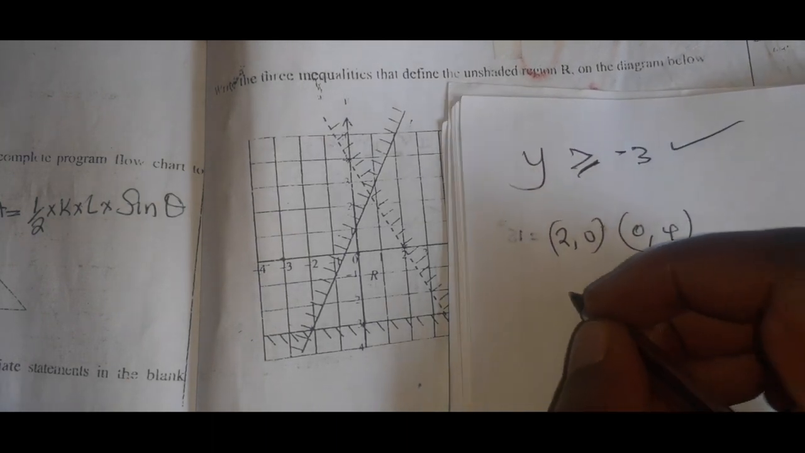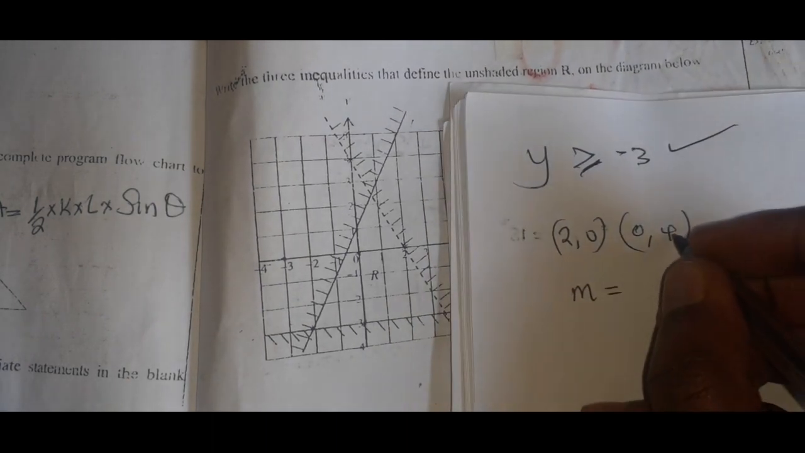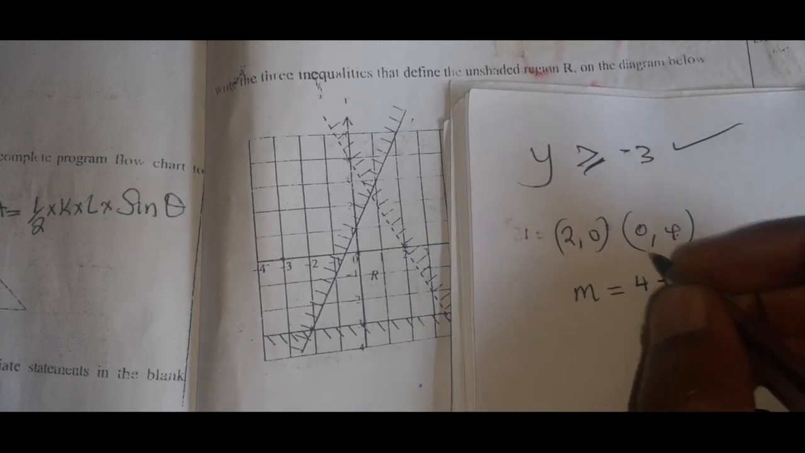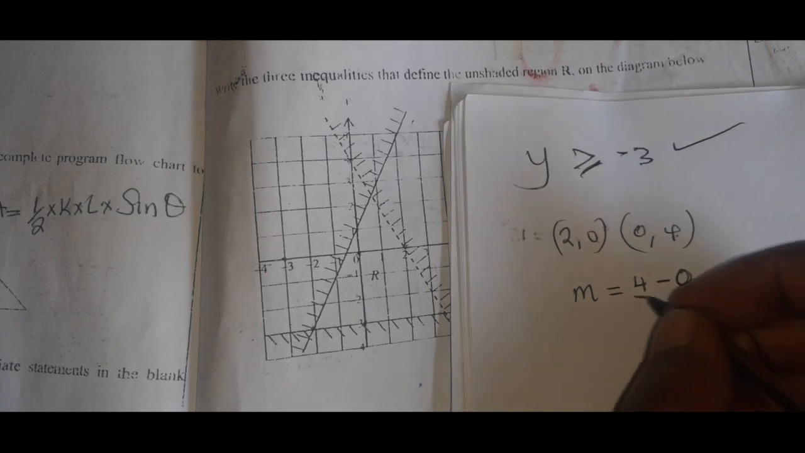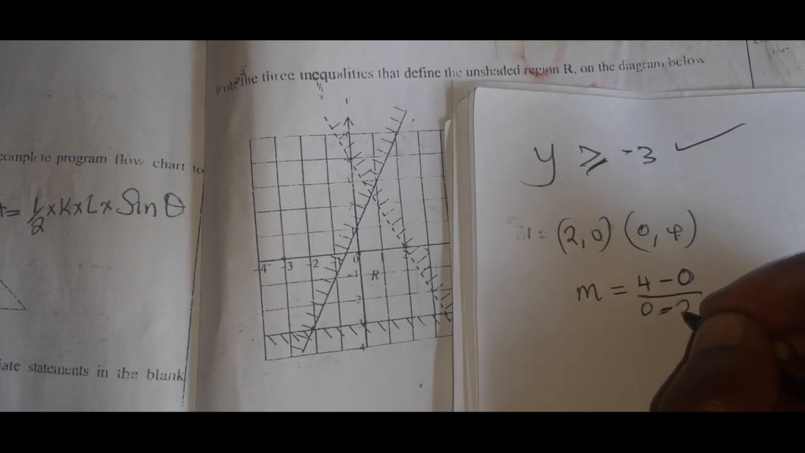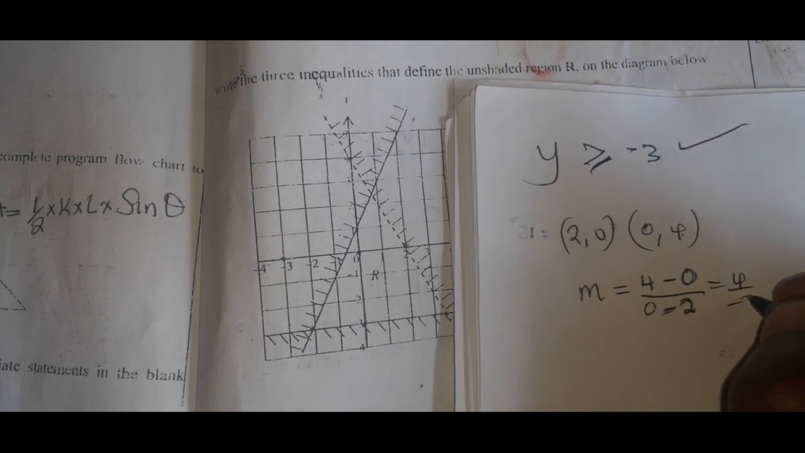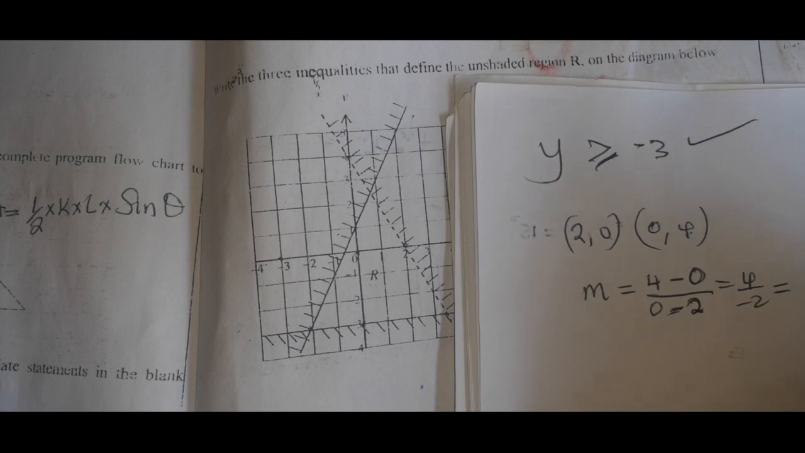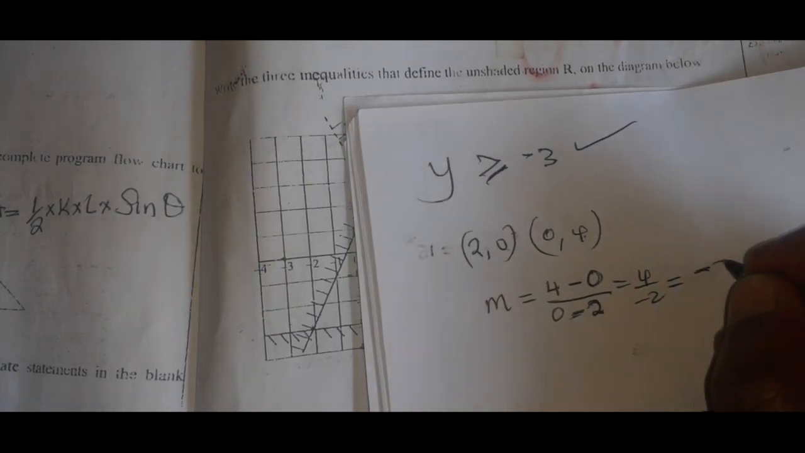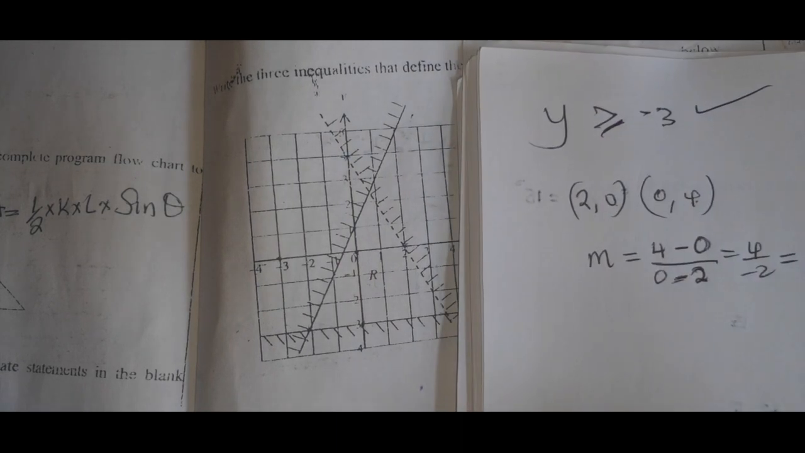So the gradient is m equals y2, which is 4, minus y1, over x2, which is 0, minus x1. So this is going to give us 4 over -2, and that is going to give us -2. So -2 is our gradient.